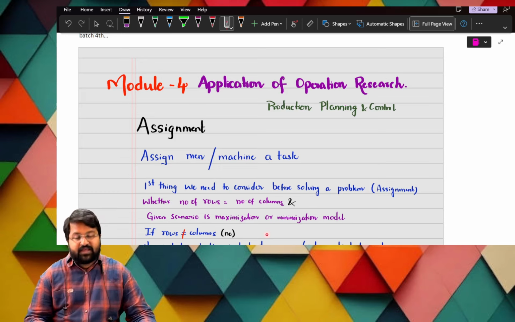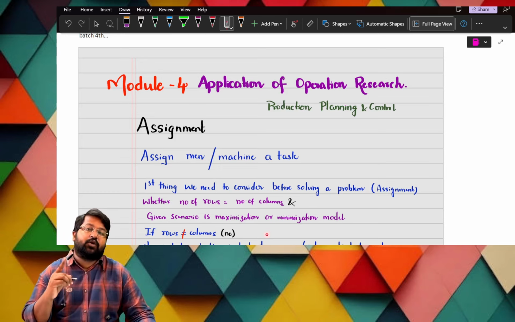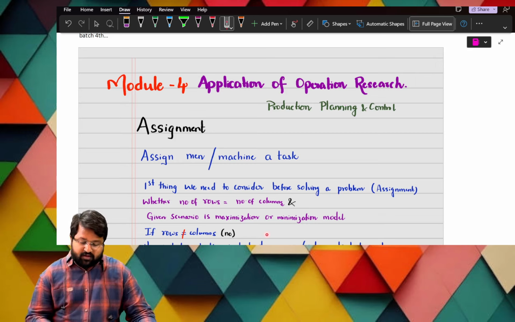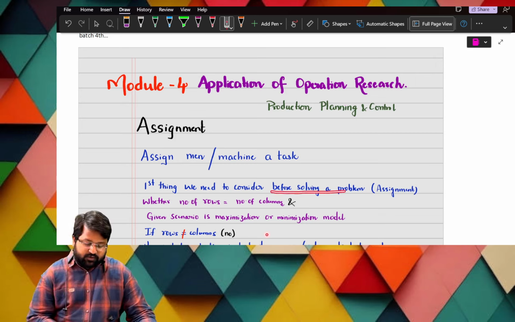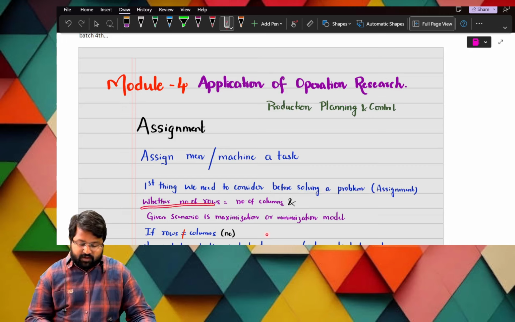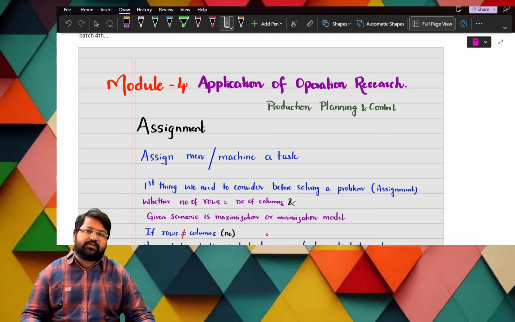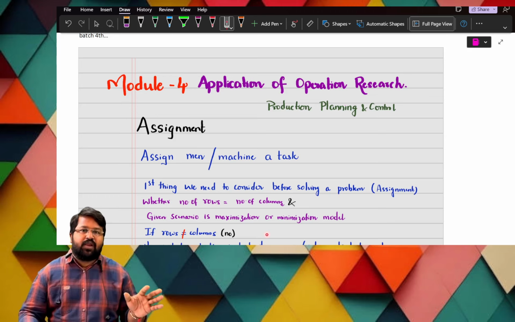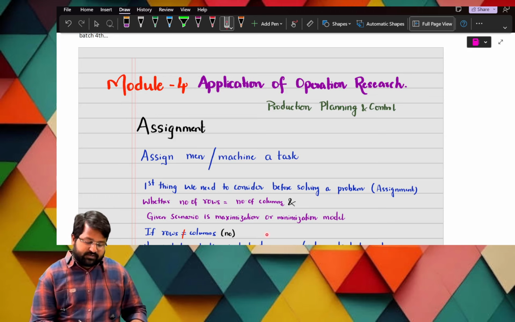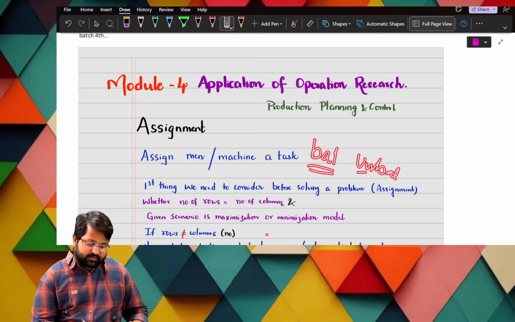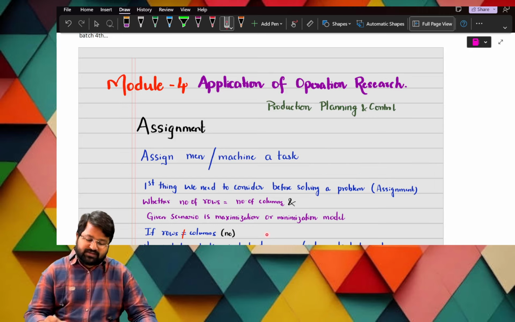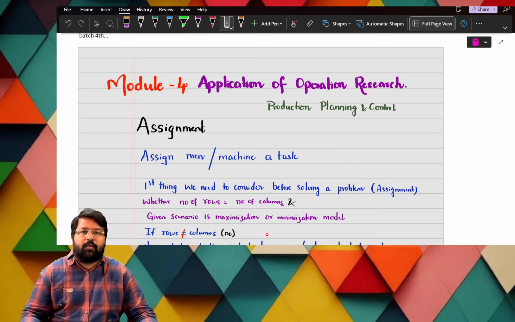The first thing while solving problems that we need to concentrate on is, before solving a problem, whether the number of rows is equal to the number of columns. If they are equal, then it is called a balanced matrix. Otherwise, it is an unbalanced matrix. Only when the problem is balanced can we solve it in assignment.